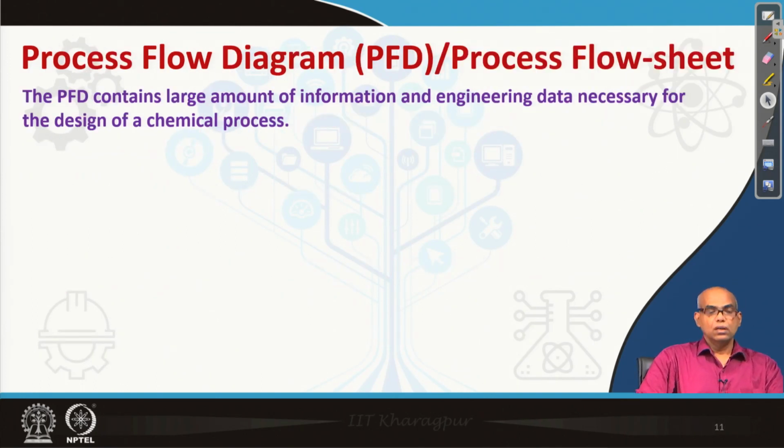Now, let us look at the process flow diagram. The process flow diagram is also known as process flow sheet. The process flow diagram contains a large amount of information and engineering data necessary for the design of a chemical process. So, this flow diagram contains much more detailed information than the block flow diagram does, and it is a very important document for chemical engineers in the manufacturing plant.